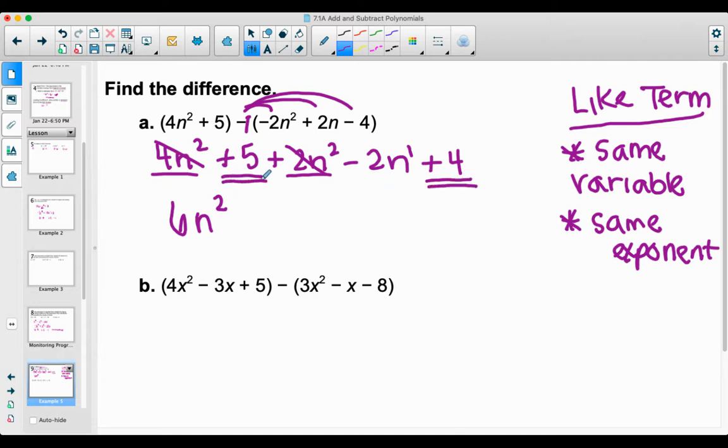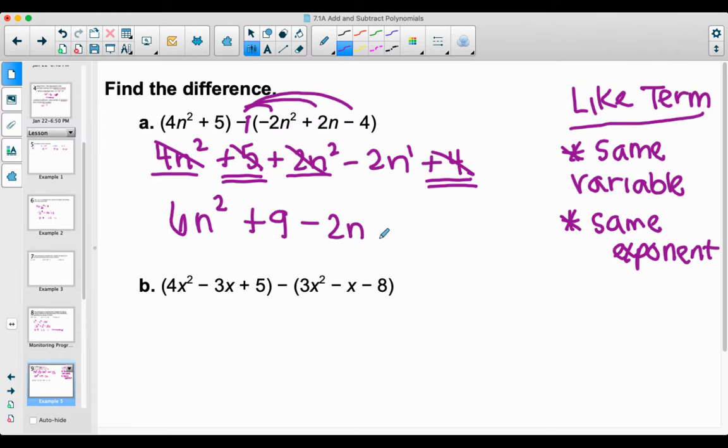So a +5 and a +4 give me plus 9. And then the only thing left is the minus 2n to the first power. And you don't need to necessarily write the first power.